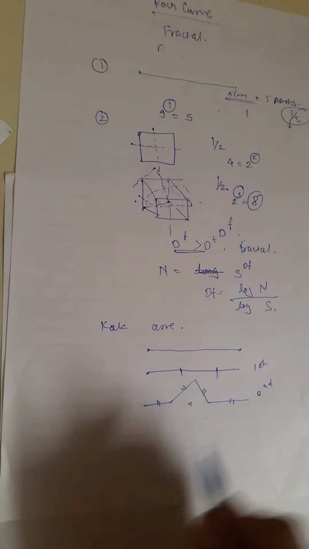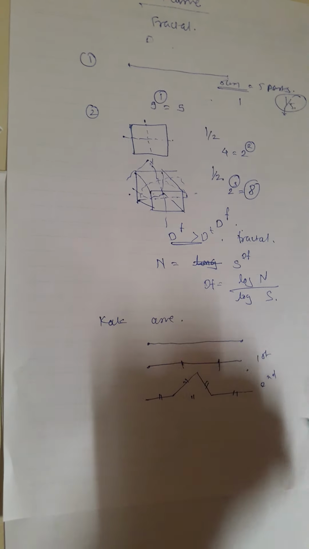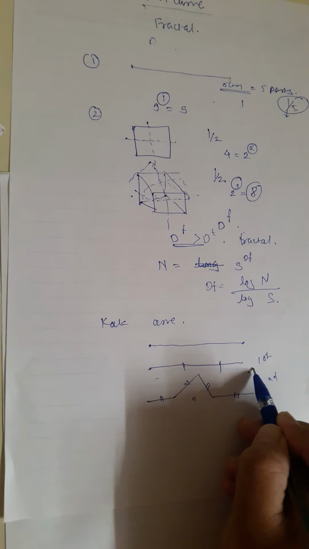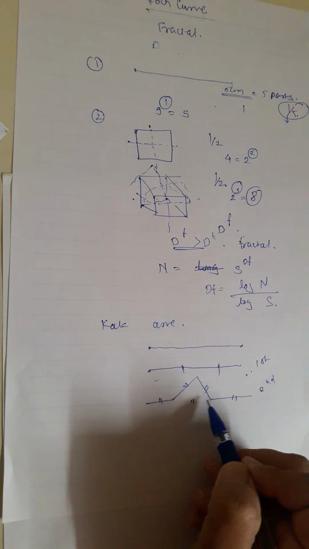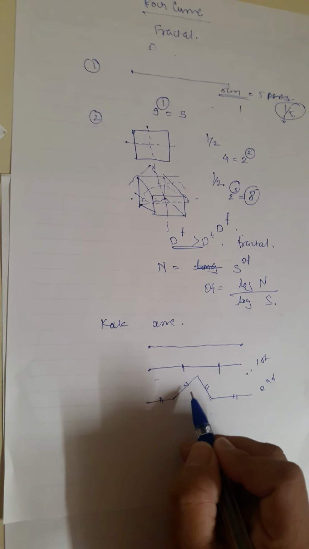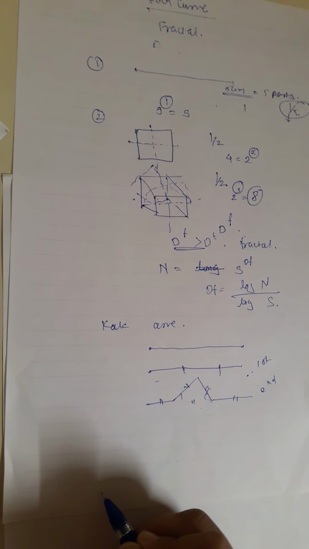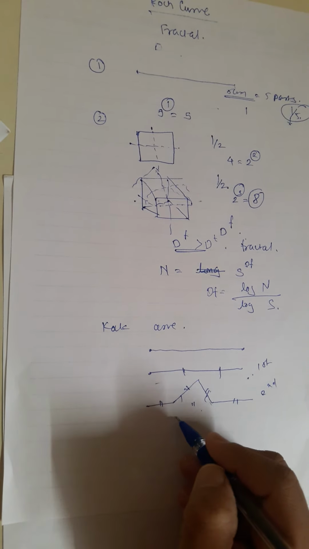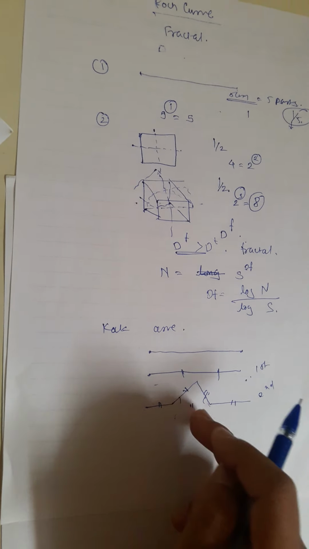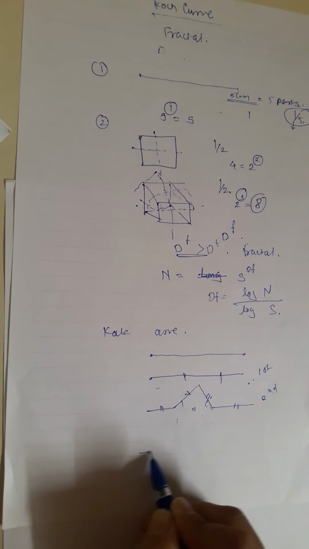Again I'll repeat. The first step is to divide the length into equal parts. The second step is to again divide the same length into parts such that the middle part forms an equilateral triangle. So obviously these angles will be 60 degrees. This step, forming an equilateral triangle on the middle part, is going to repeat for all parts. So we will get something like this.